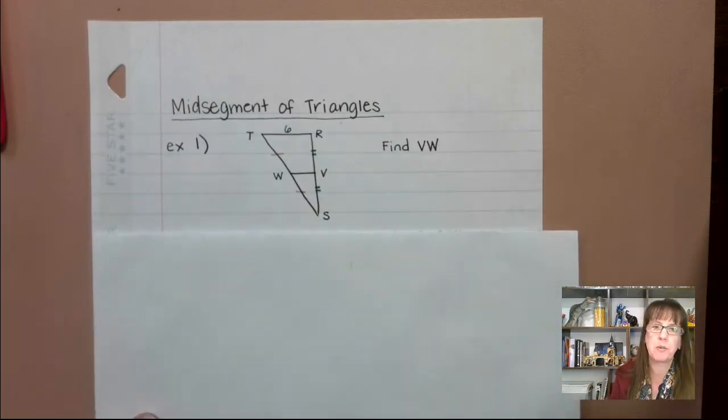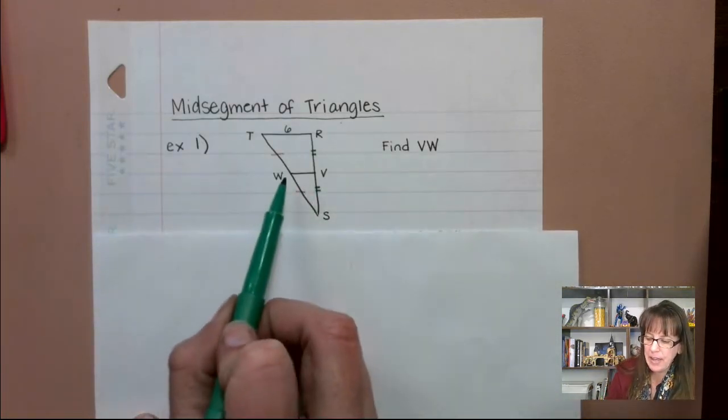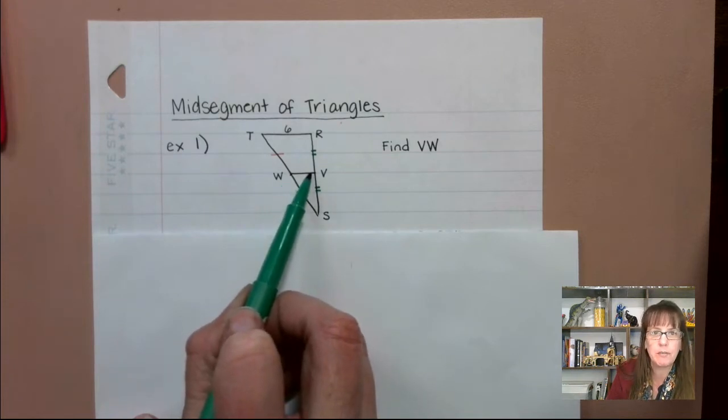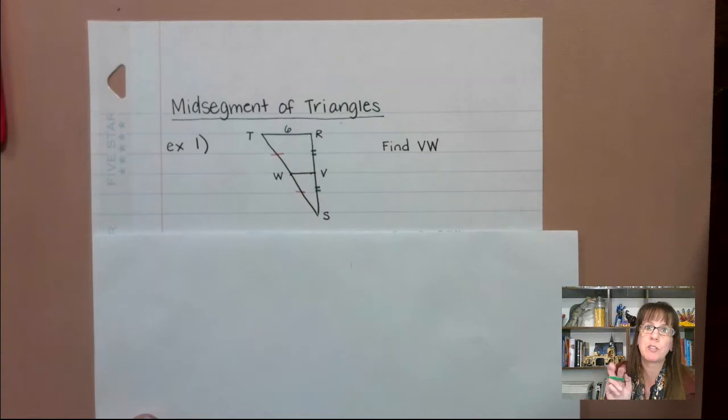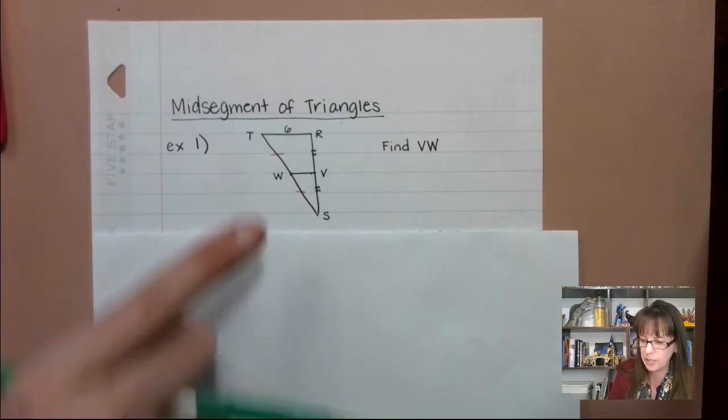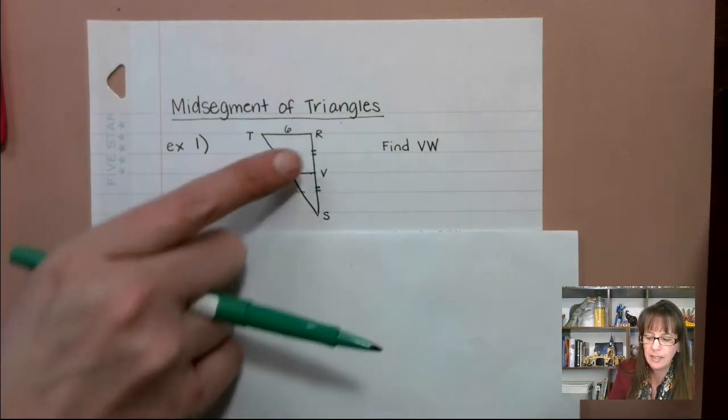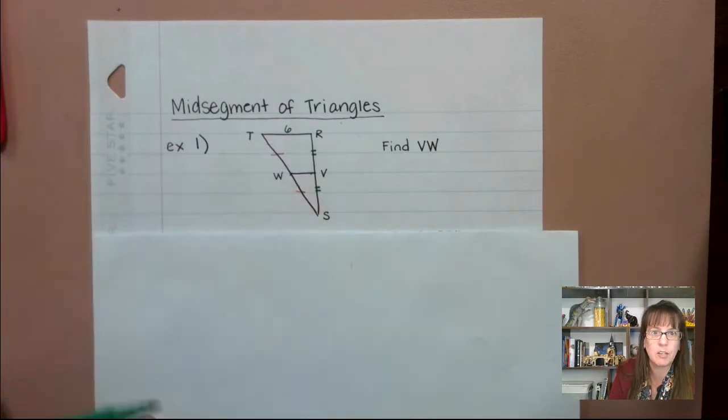Okay, if you were given a triangle and you are told that this is the midpoint, you have two midpoints that connect each other. And remember, the midpoint means that it creates two equal and congruent parts, right? So we know TW is congruent to WS and VR and VS are congruent.